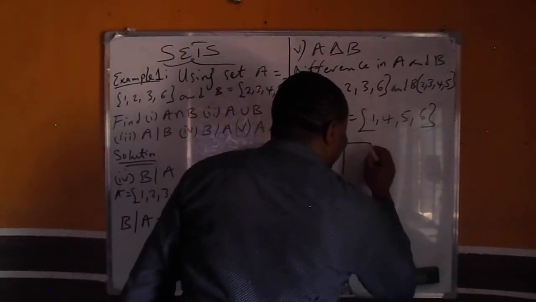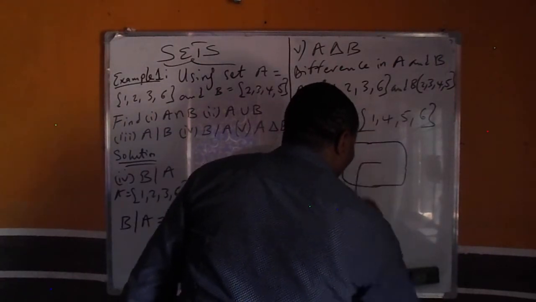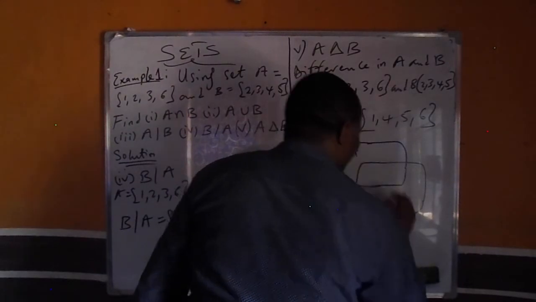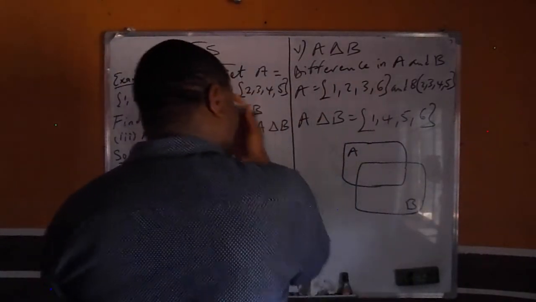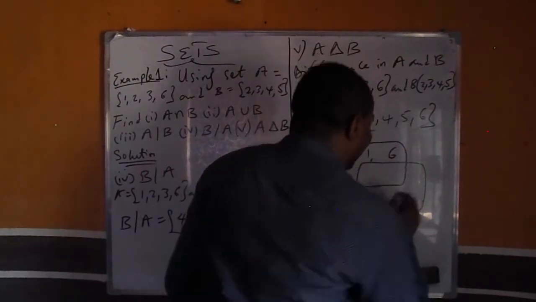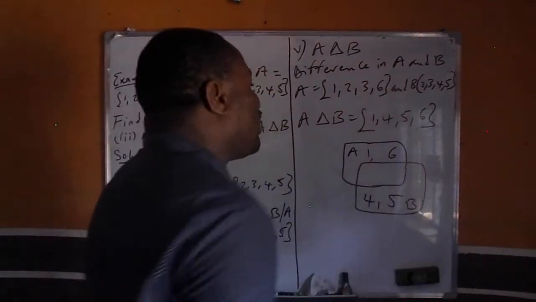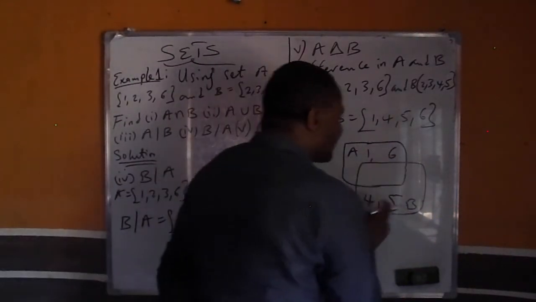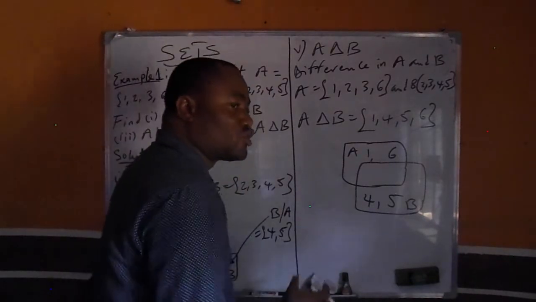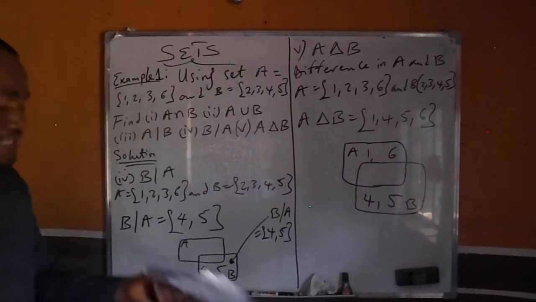Representing this on the Venn diagram, we have it like this. We have A, we have B. In A, we have 1 and 6 that are not in common, and in B, we have 4 and 5. This shows that only 1, 6, 4, and 5 are not in common. 2 and 3 are in common in both, so 2 and 3 will be removed. So these are what we have as our answer.